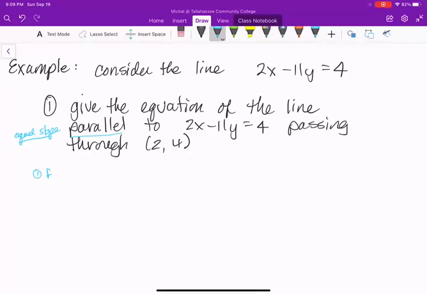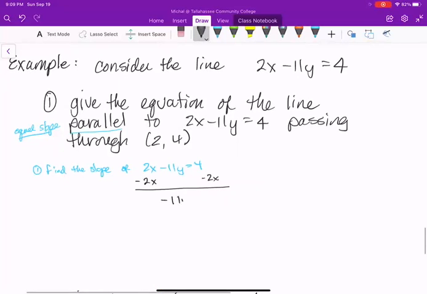So the first step is going to be to find the slope of 2x minus 11y equals 4. And I do that by writing it in slope-intercept form. So I'm just going to solve for y here. I'm going to solve for y by first undoing any addition or subtraction that's happening on the same side of the equal sign. So I'm going to subtract 2x from both sides of the equal sign here, giving me negative 11y. It's very important that you keep the minus sign there, equals negative 2x plus 4. I could write this as 4 minus 2x. That would be completely acceptable.